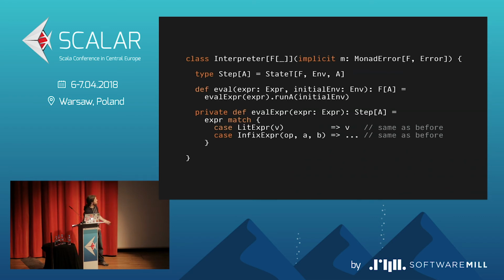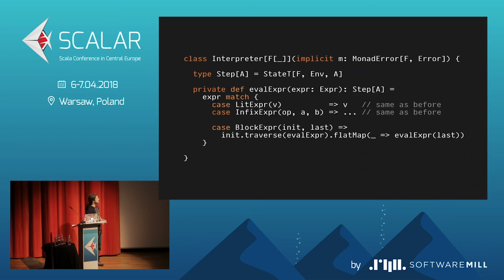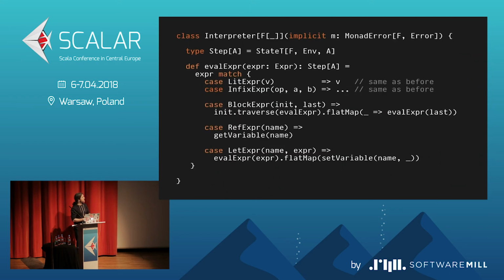So how do we implement the rest of this? Well, block expressions, they're not actually using StateT at all. We're just going through the initial expressions, calculating all the results, getting a list of all the results and throwing it away because we don't need them, and then evaluating the last expression. And for refs and lets, I'm not going to show you the code, but it's a one-line implementation in each case. We'll just look up the value in that map, and for the let, we will evaluate the expression and then flat map and set the value in our environment. So again, these are one-liners, but they're long enough that I didn't want to include them on the slide.